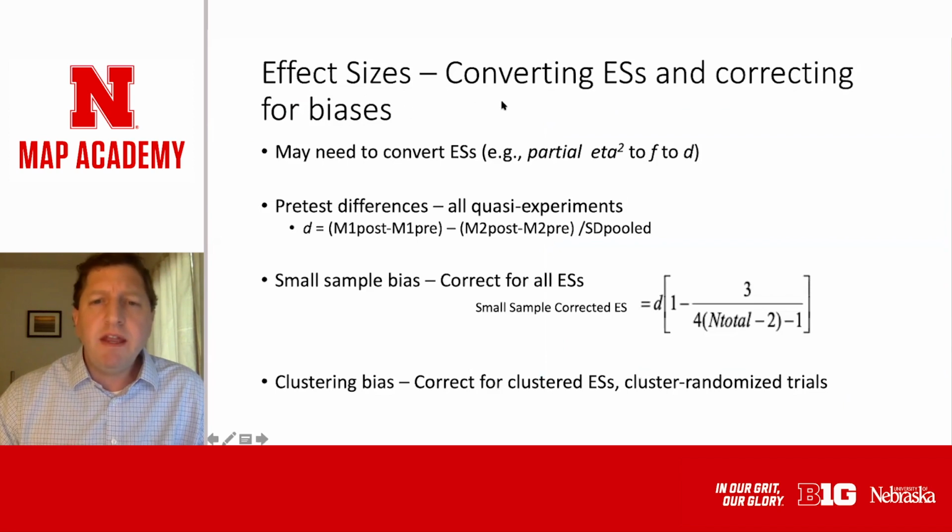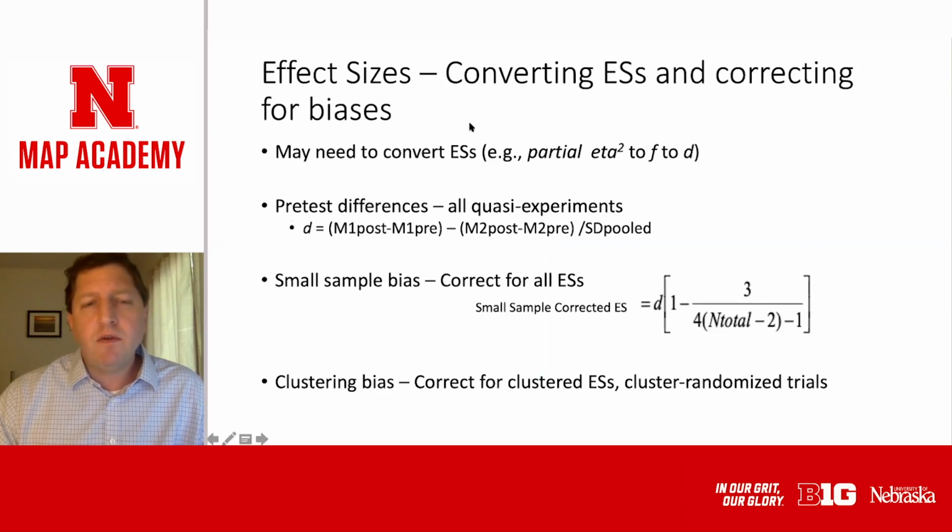There may be a need to convert effect sizes sometimes. Sometimes studies will report something like partial eta squared as the effect size. You can actually convert that. There are formulas where you can convert an F into a d statistic if you are using Cohen's d as your effect size.